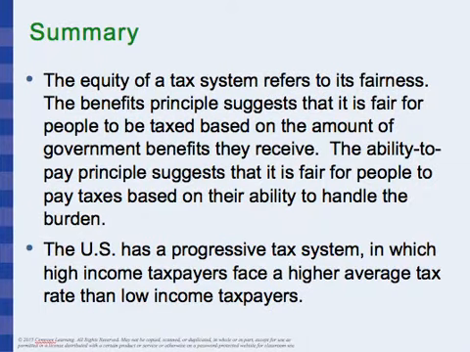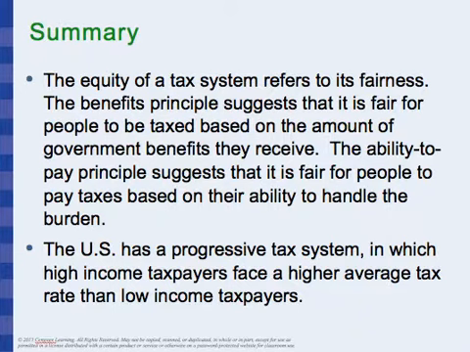The equity of a tax system refers to its quote-unquote fairness. The benefits principle suggests that it is fair for people to be taxed based on the amount of government benefits they receive. So the benefits principle means you're taxed based on the level of benefit you get under the system. The ability to pay principle suggests that it is fair for people to pay taxes based on their ability to handle the burden, i.e. a more progressive tax.